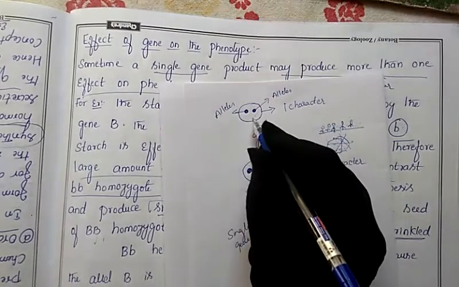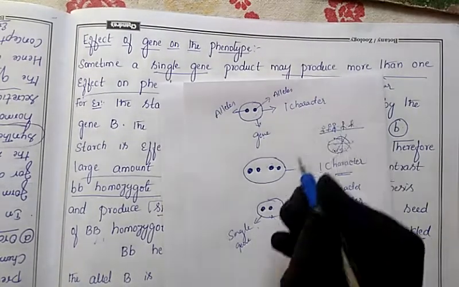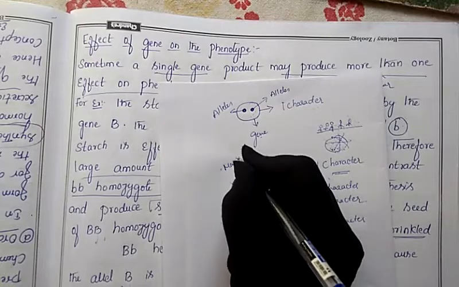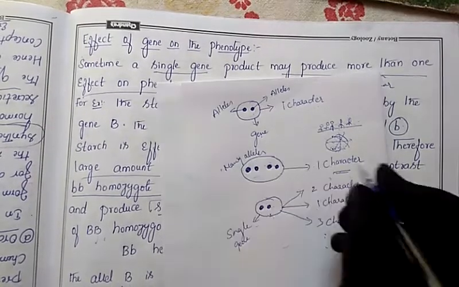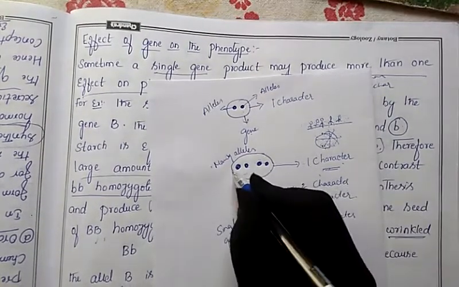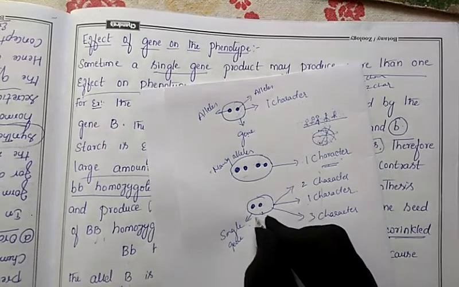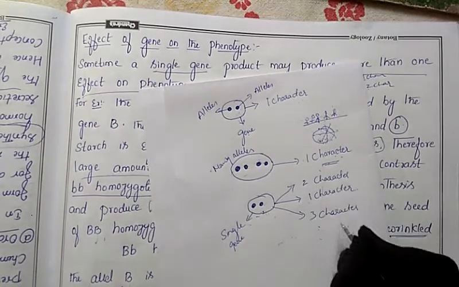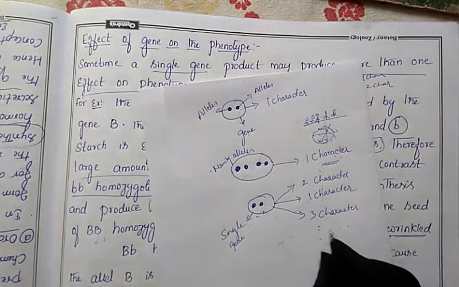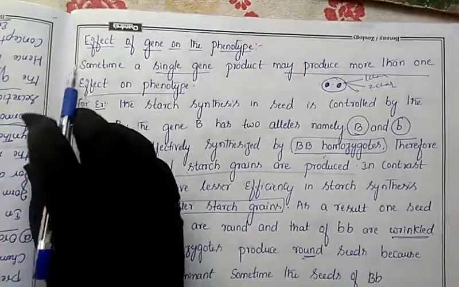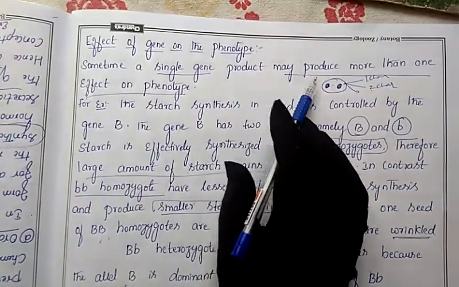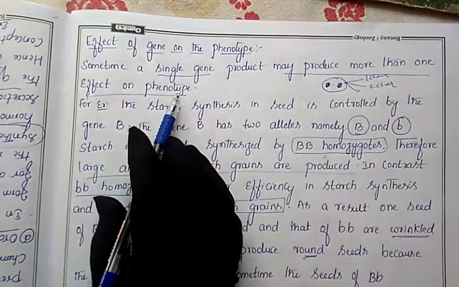So here one gene was performing only one character, but here many alleles come in. Here many alleles, one character. One allele, two alleles performing many characters. That means a single gene is performing many characters. That is nothing but what we call the effect of a gene on the phenotype. Sometimes a single gene produces many products, more than one effect on the phenotype.